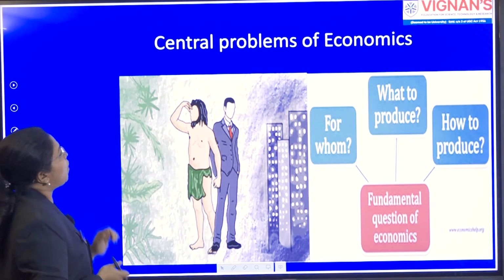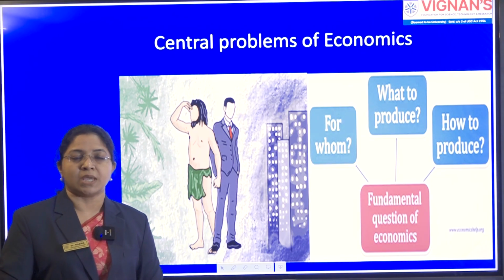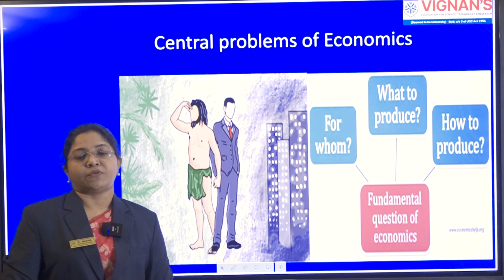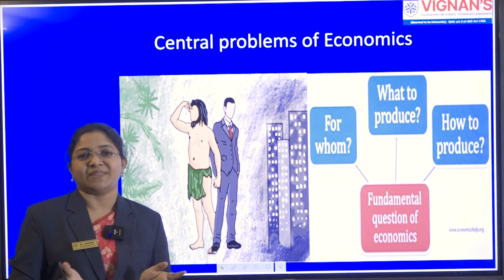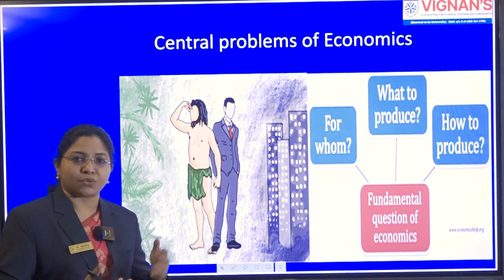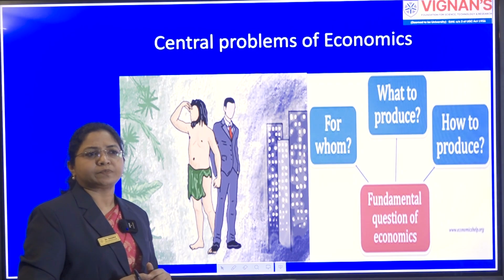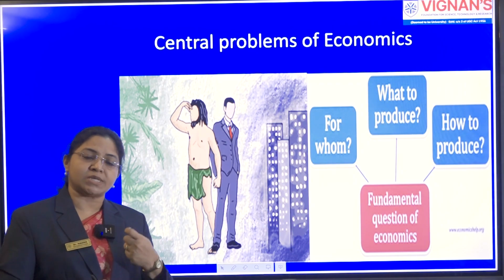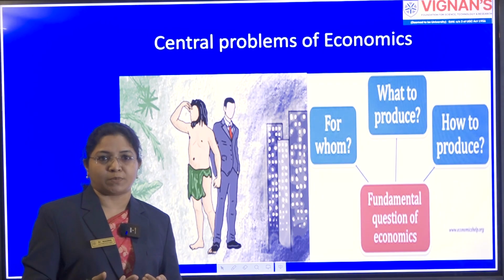Then we'll move on to the central problems of economics. What are the central problems of economics? From time immemorial, from the stage of early man until modern man, the only problem we see for a person is having unlimited wants while the resources are very limited. The problem of scarcity is there, right from the early man stage to the modern man. The basic nature of human wants is this: one want is satisfied, another want props up.